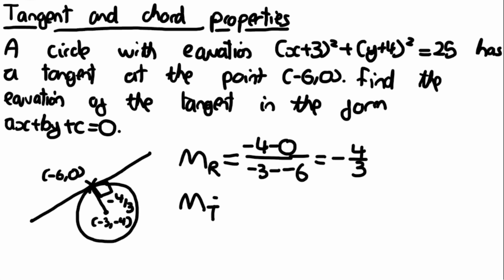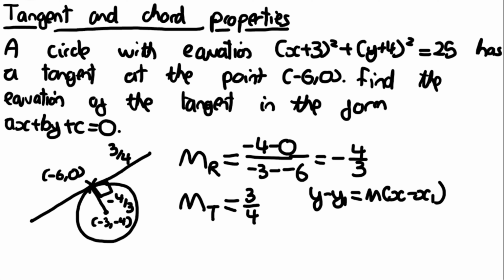So the gradient of the tangent, as the radius and the tangent are perpendicular to each other, is going to be the negative reciprocal of the gradient of the radius. So the gradient of the tangent is going to be 3 over 4. And we know a point on the tangent, -6, 0. So therefore we can use the equation y minus y1 is equal to m(x minus x1), the straight line equation, and we can sub in the values.